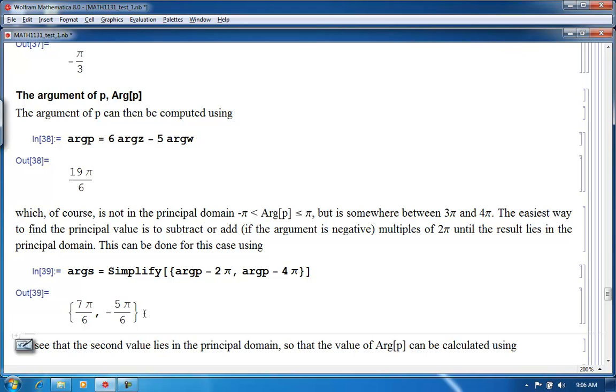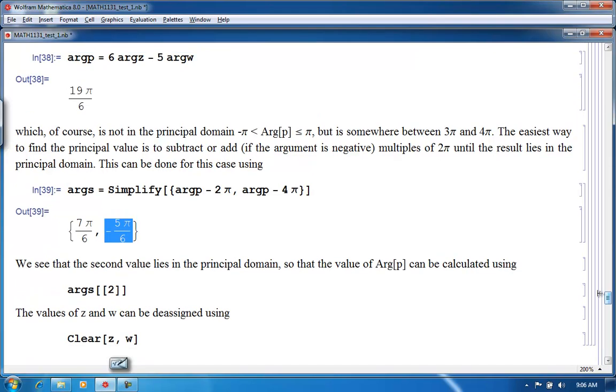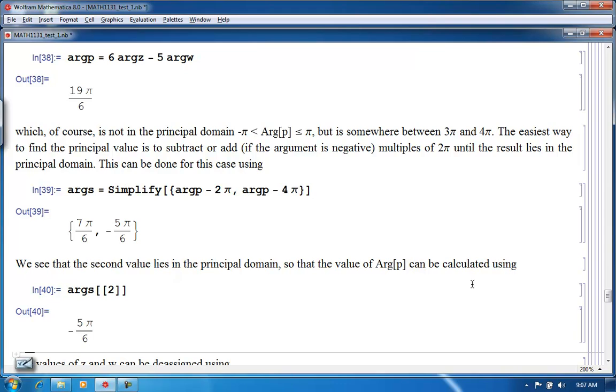And we can see that when we subtract off 2 pi, we get 7 pi over 6, which is not in the principal range. And if we subtract off 2 more pi's, then it's minus 5 pi over 6. And that is in the principal range. So that is the argument of p, minus 5 pi over 6.